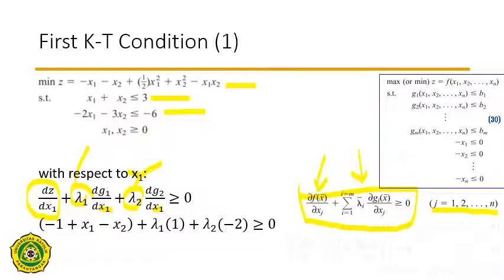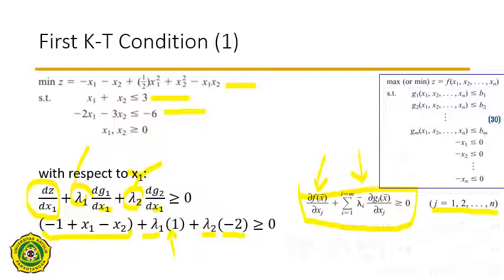Okay, so this is the first derivative of z with respect to x1, and this is the derivative of the first constraint with respect to x1. Don't forget to multiply it with lambda 1, and then this is the derivative of the second constraint with respect to x1, and don't forget to multiply it with lambda 2. So that's the first K-T condition with respect to x1.